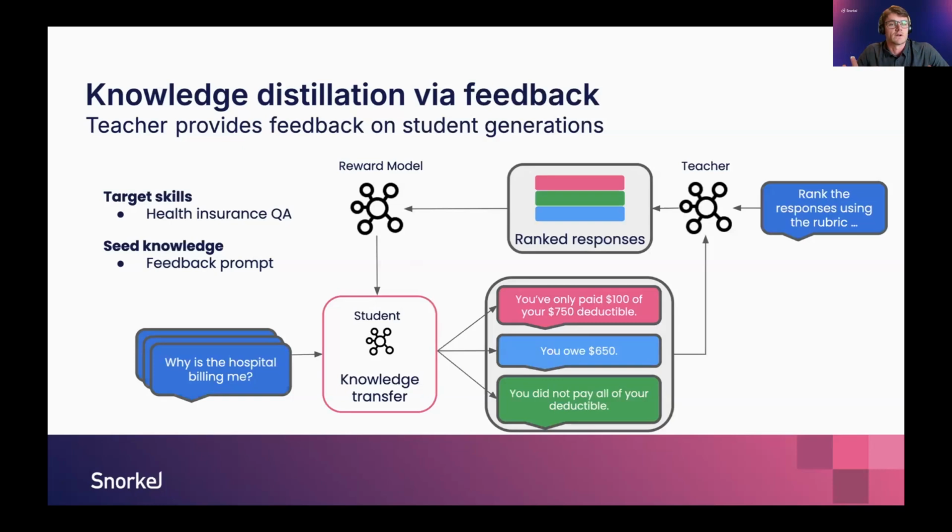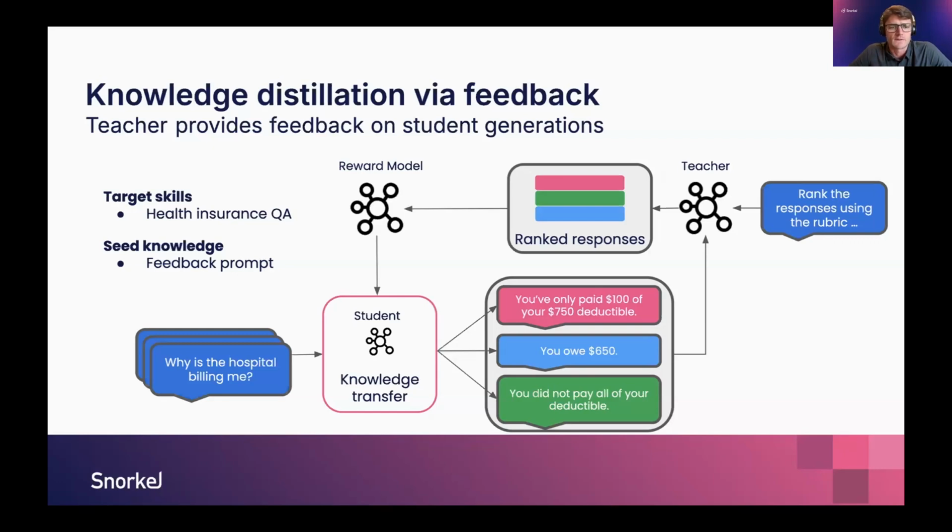And finally, I want to cover knowledge distillation by feedback. So now the teacher provides feedback on the student generations. And this pipeline looks a lot like reinforcement learning from human feedback, if you've seen that. I'm using health insurance question answering as the target skill for this example. And the seed knowledge for the teacher this time is a feedback prompt. So this could be something like a rubric, a grading rubric for generations from the student model.